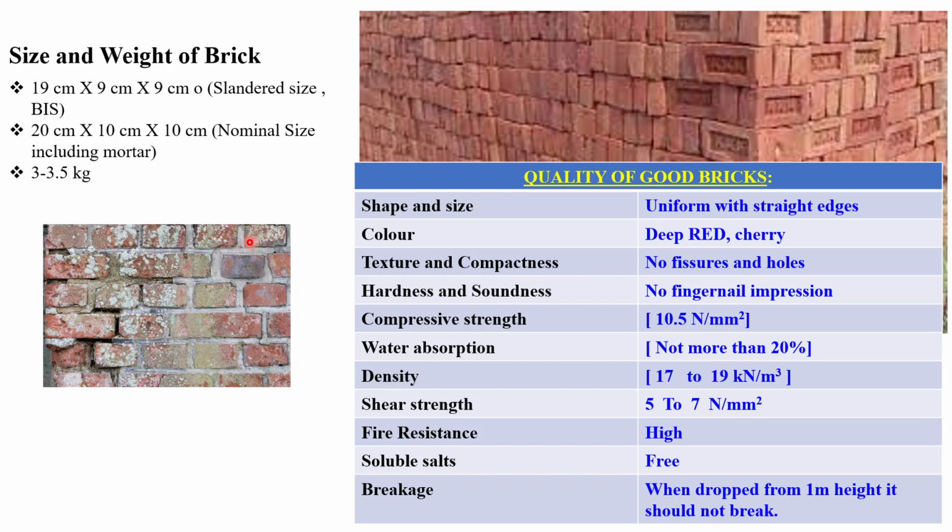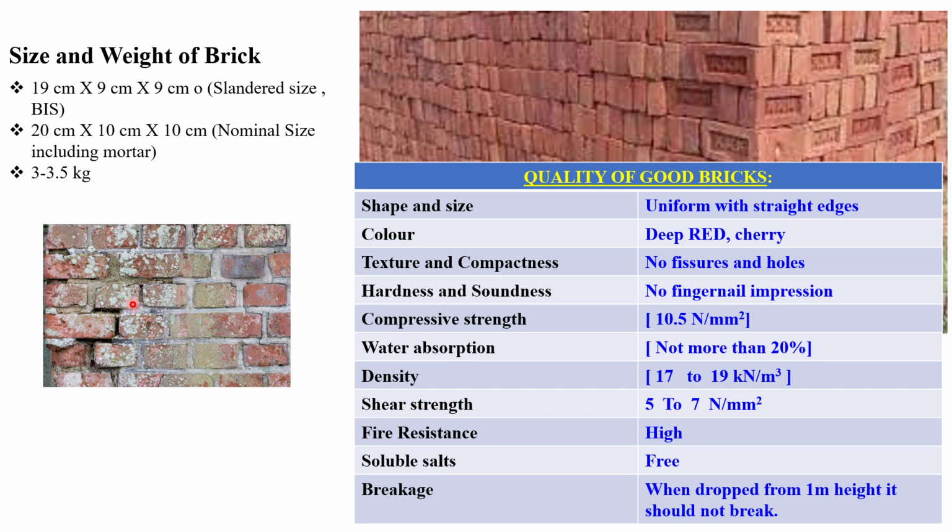Okay. Now, size and weight of brick. Actually, the weight of a brick generally varies from 3 to 3.5 kg. Okay, weight of brick. Now, there are two types of size of brick: standard size and nominal size. First of all, size means we consider one brick. So the size of this brick will be considered the standard size.